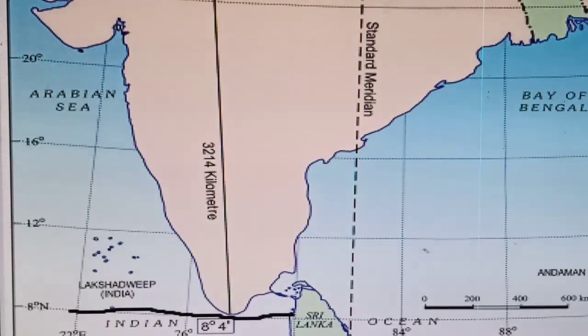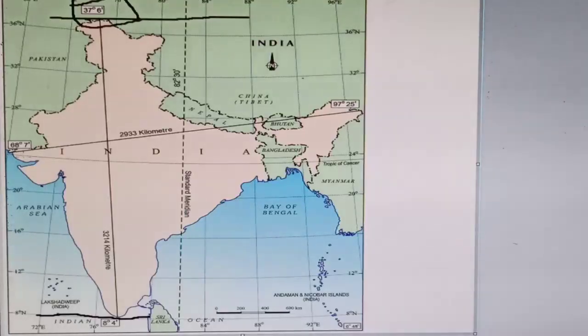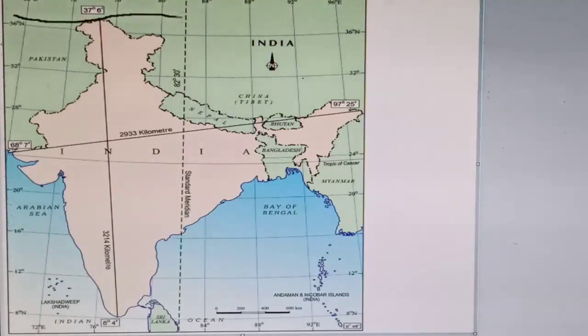Right? And what is the longitudinal extent of India? The longitudinal extent, this was latitudinal. Latitudinal means लेटा हुआ, right? Latitudinal means late hour.